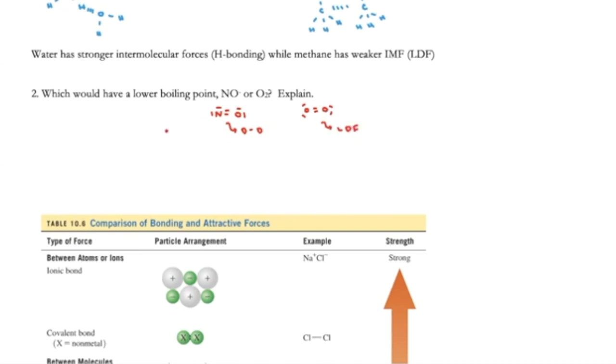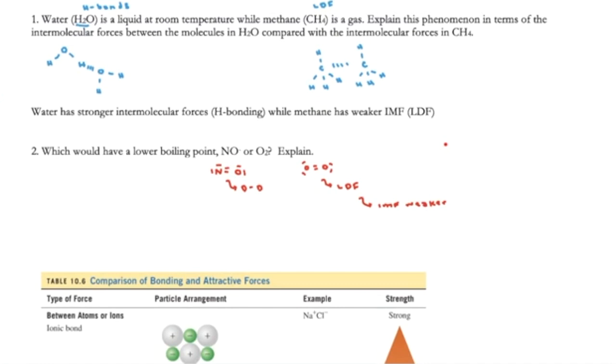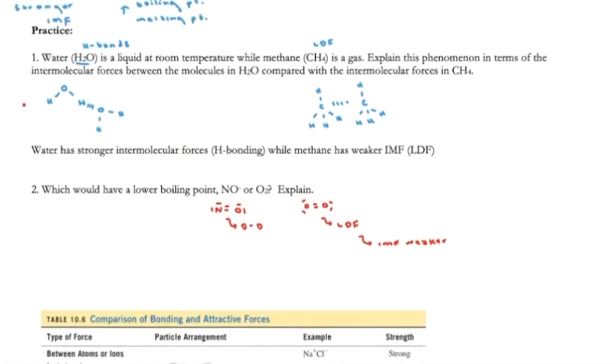Okay, so which would have a lower boiling point? O2 would. Why would it? Because it has LDF and therefore its intermolecular force is weaker. Okay? So when we're talking about intermolecular forces and comparing water and methane, for example, even though water does have LDF and hydrogen bonding, we're focusing on the strongest intermolecular forces that they exhibit. So here for water and here for NO minus, even though NO minus also does exhibit London dispersion forces.